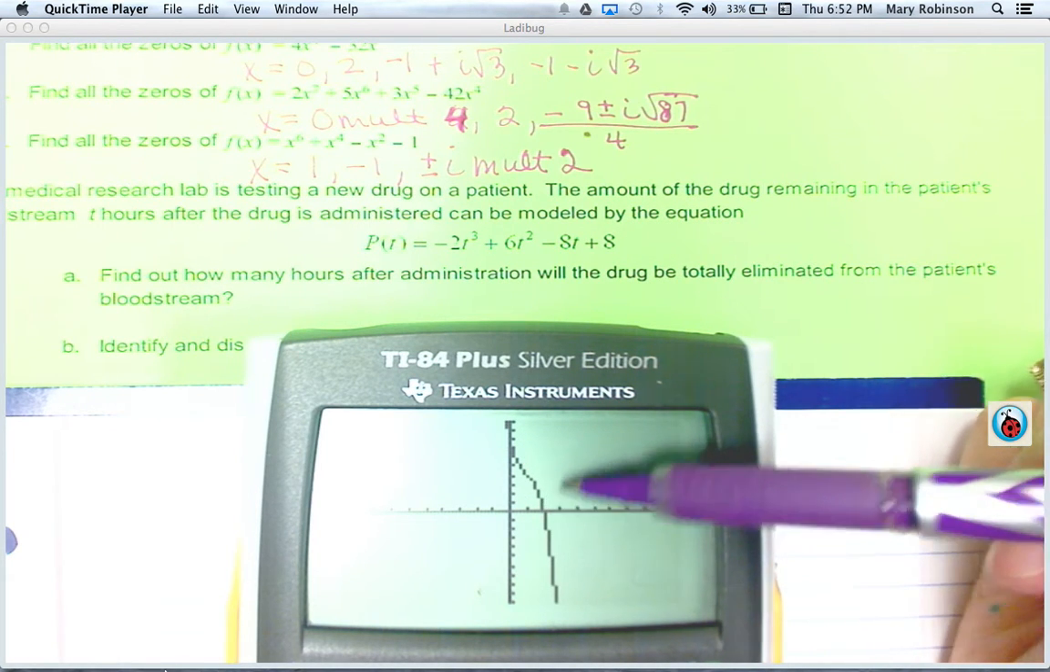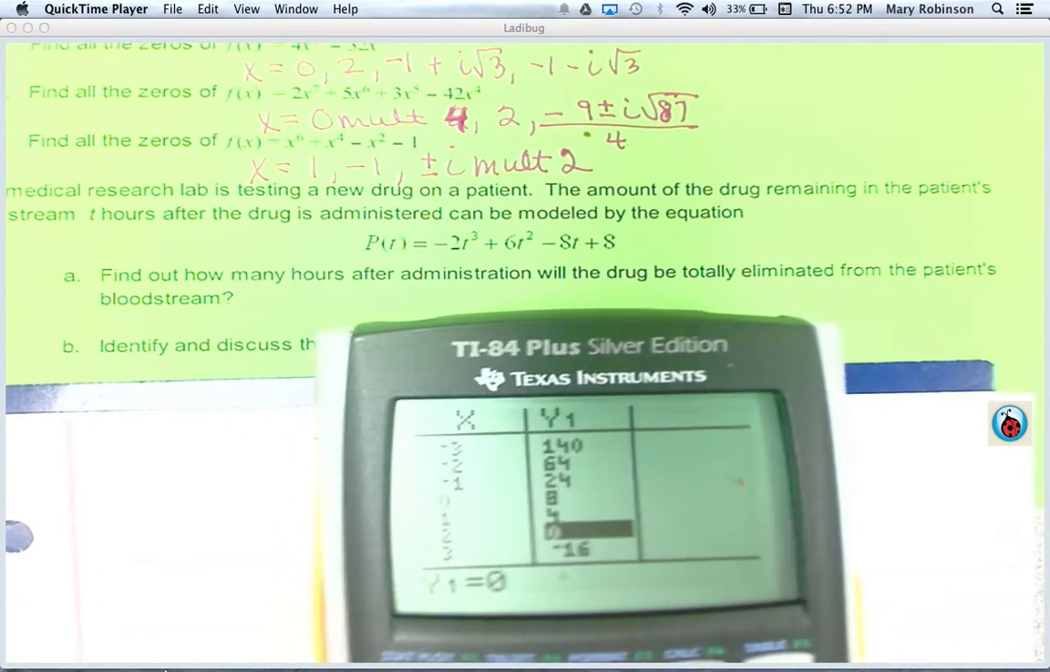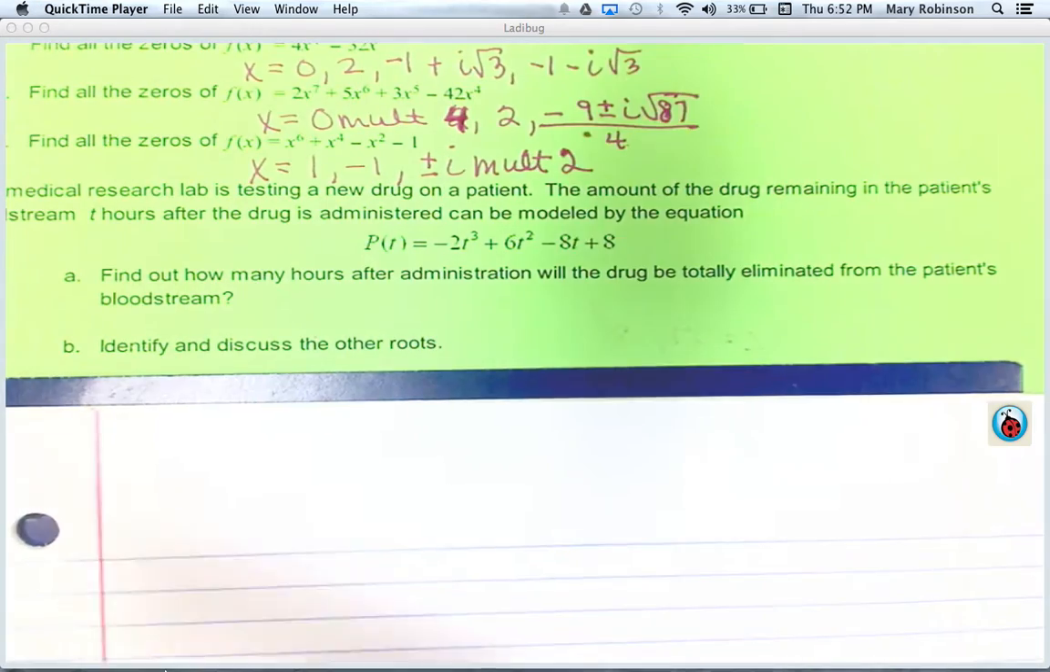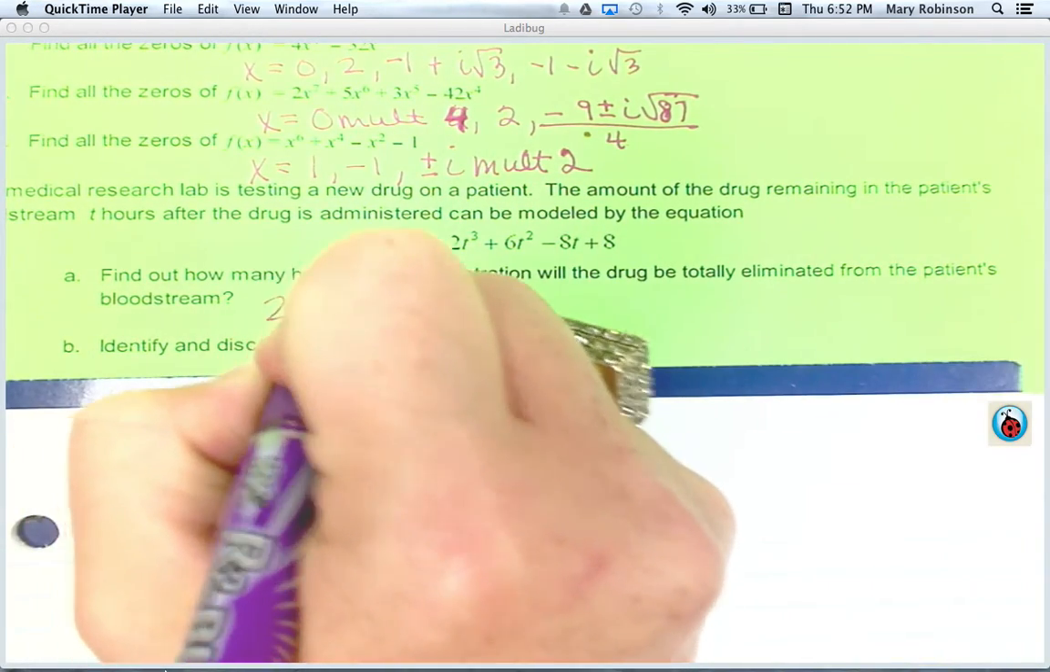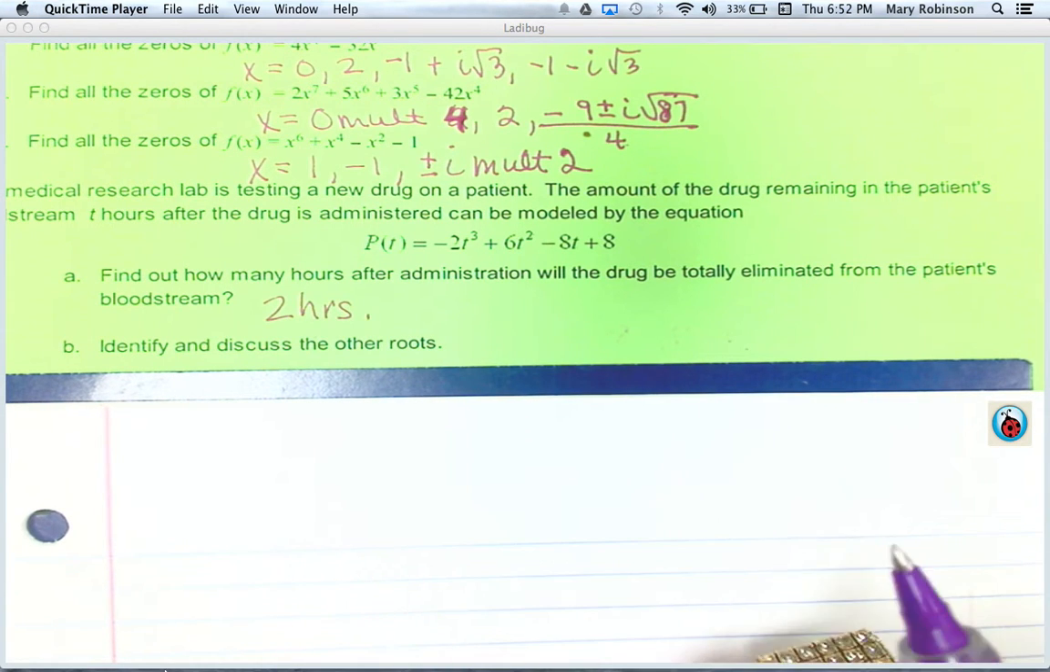At 2 hours, it appears. So we can verify that it is 2 on our calculator, and it is. So it would be 2 hours. There's none left in our system after 2 hours. Then it says identify and discuss the other roots.